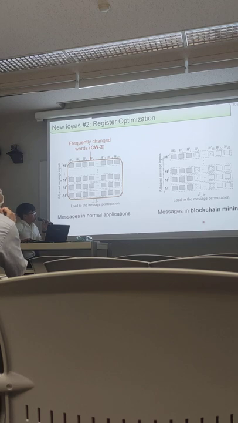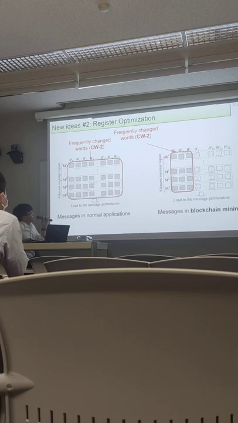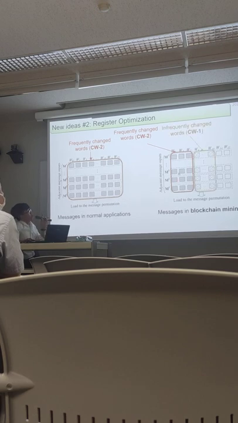But in the message in blockchain mining, we know that they contain three groups. Group one is frequently changing words. For billions of messages, these words have to change continuously. And also there are some infrequently changing words. For example, over 4 billion times, they change only a few times. This is because it takes a lot of time if we change the value of this word. And the final one is the unchanged words. This means that during the message input, they never change.